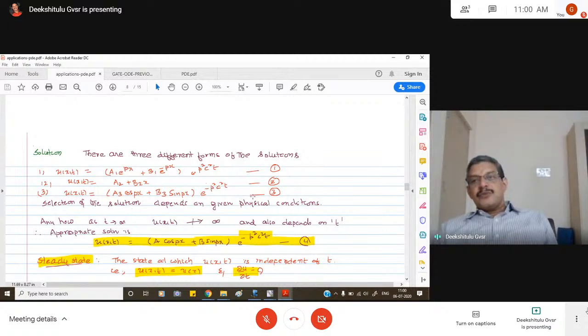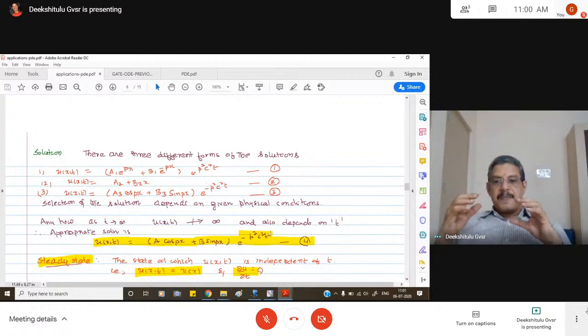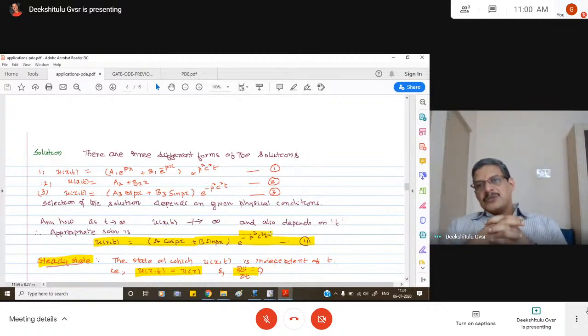Then out of the three solutions, which should be considered? That is the issue. Selection of the solution depends on the given physical conditions. Of these three, which one should be considered and which neglected depends on the physical conditions of the problem. Now, assume a condition that as t goes to infinity, U of x,t never goes to infinity. Say, for example, we have a heated body with some temperature. There is no source here. Gradually, the temperature of the body comes down.